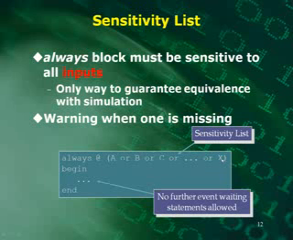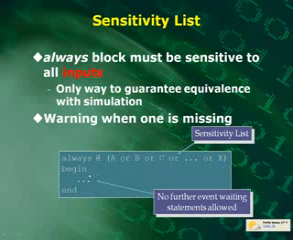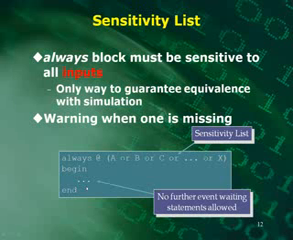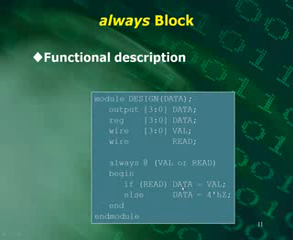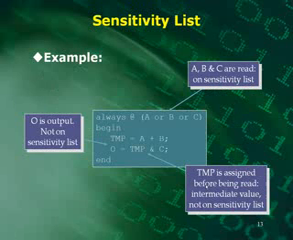Okay, so this is our sensitivity list. So we need to put all of them in there. And the key to making this combinational logic is there can be no further event waiting type statements in here. This is the only one that you would have. The rest of everything inside is just purely assignments like we had here. Okay, there's no wait statements, no delay things, just pure assignments.